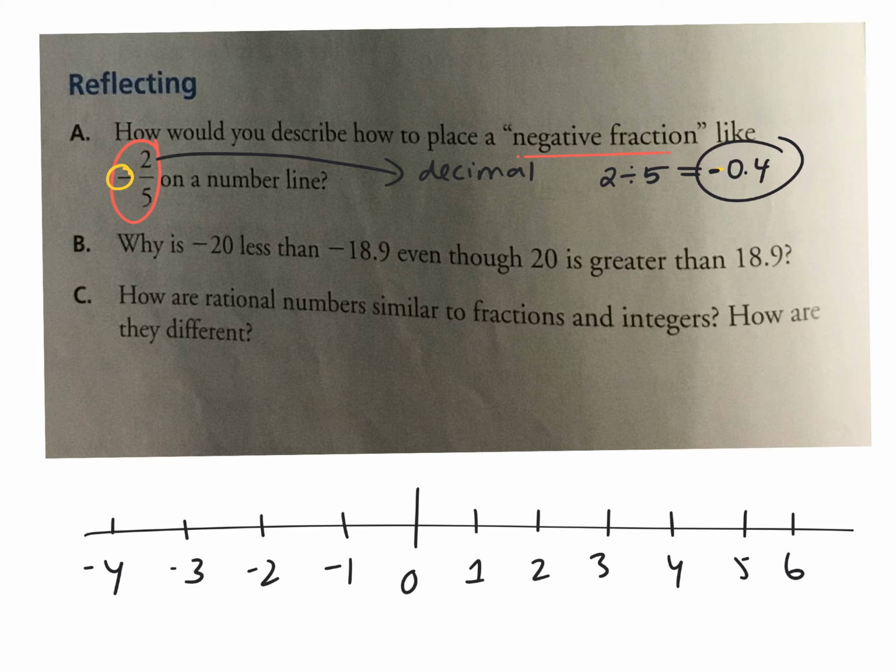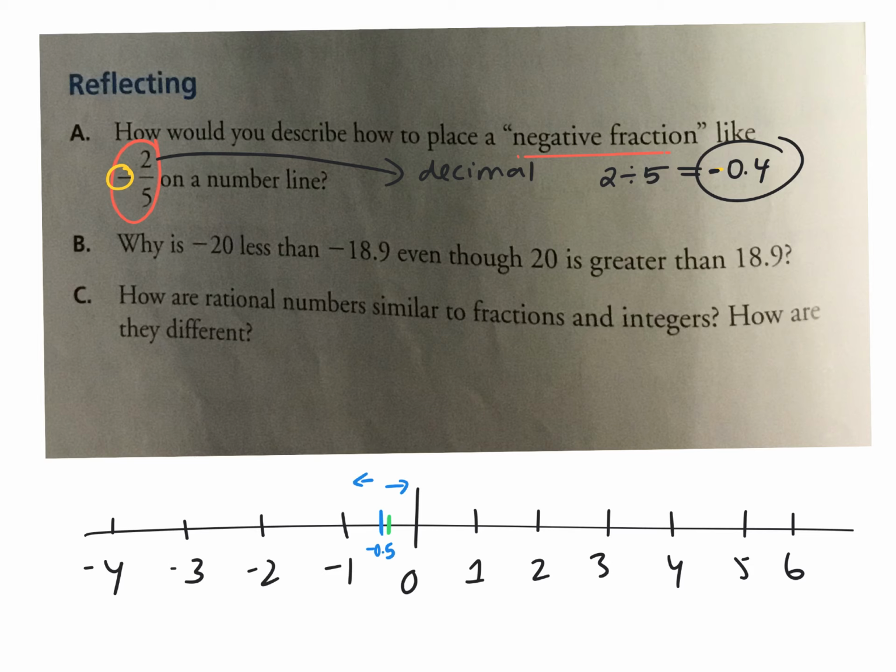Good. Between negative 1 and 0, halfway would be negative 0.5, right? Halfway. Would negative 0.4 be closer to 0, so to the right, or would it be closer to negative 1, to the left? What do you think? Closer to 0. So it would be right here, would be negative 0.4. Okay, so that brings us to the next question.